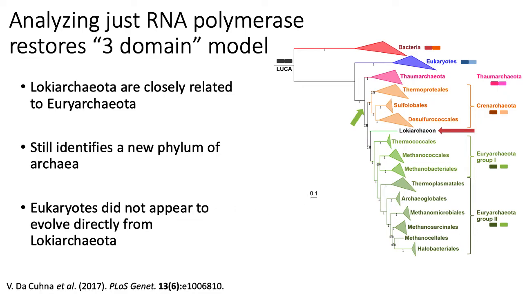And furthermore, if you analyze just RNA polymerase in this manner, you get yet a different phylogenetic tree. In this case, if you measure just relatedness of RNA polymerase, we restore this so-called three-domain model. That is, we have the bacteria, the eukaryotes, and then the archaea forming their own domains of life, with the Lokiarchaeota still found in here. This particular analysis suggests that the Lokiarchaeota are actually closely related to the Euryarchaeota, so everything down here in green is the Euryarchaeota. Remember, this is the group that contains the methanogens.